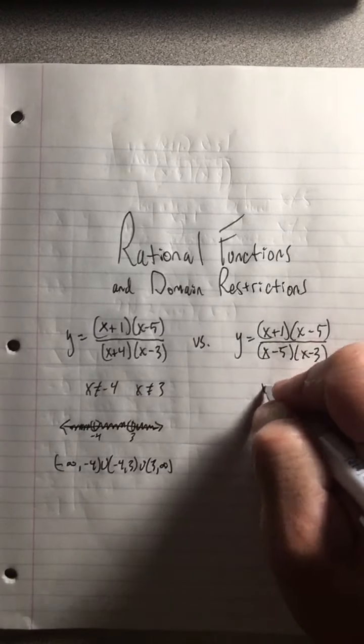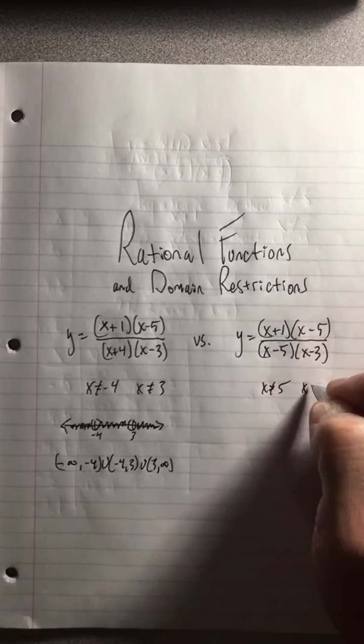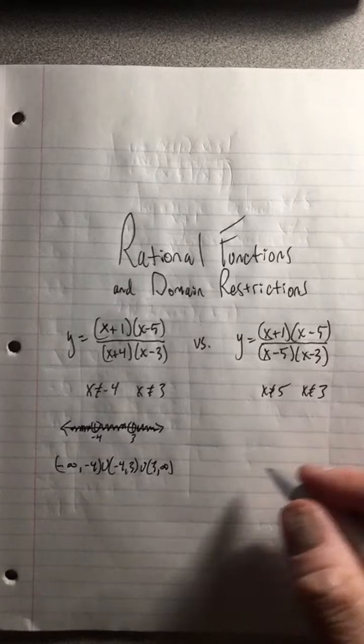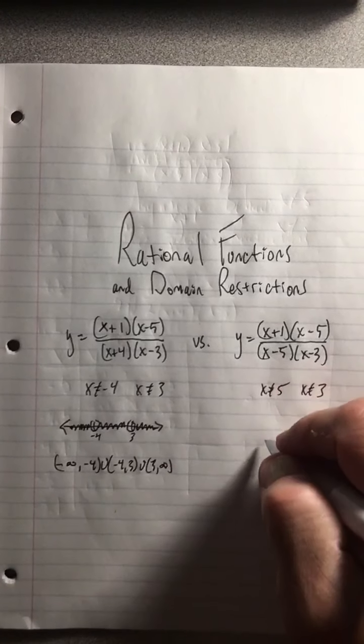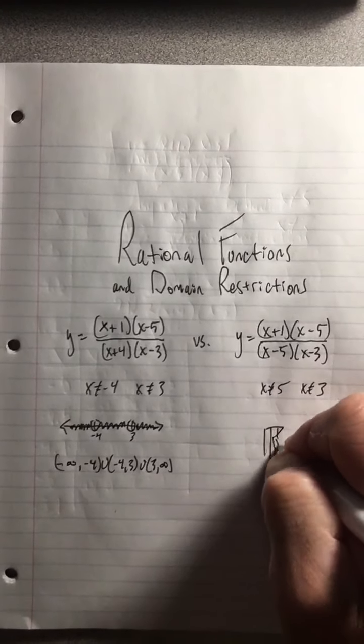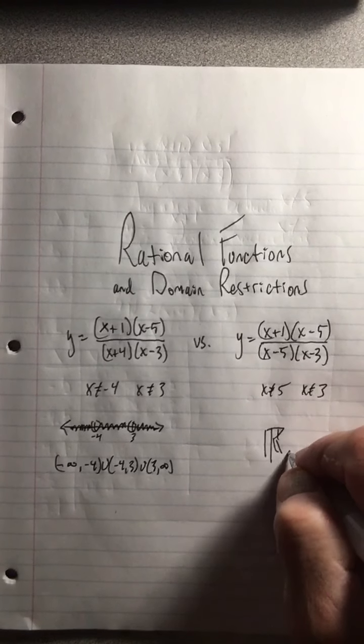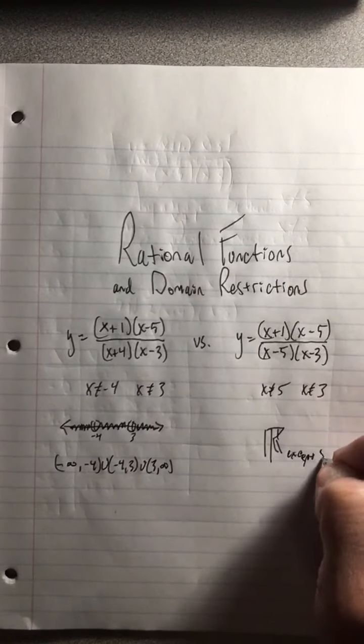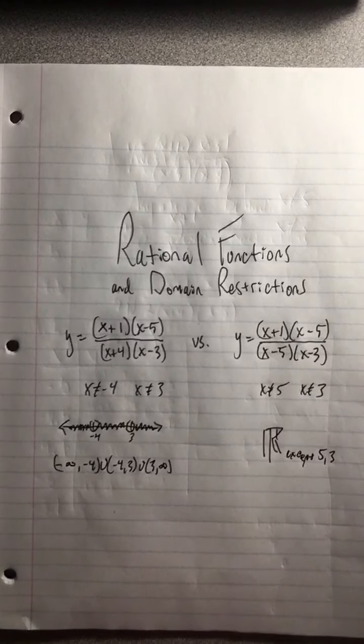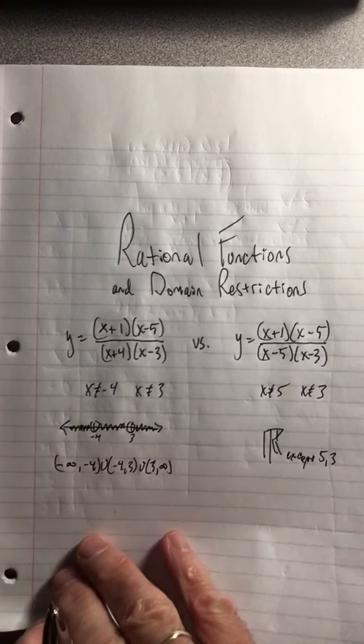Over here we see that x cannot be 5, and x cannot be 3, and so it's going to have very similar set interval notation. I'll just shorten the notation and say it can be any real number except 5 and 3. And so there's the domain of two functions.